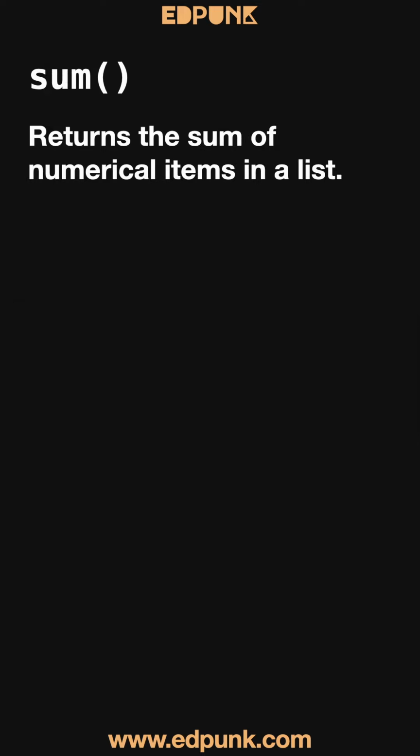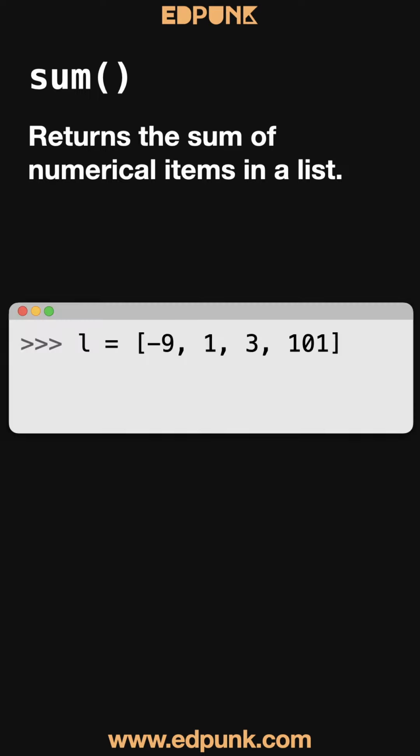Moving on to the next function. The sum function returns the sum of numerical items in a list. For example, let us assign a list containing items int minus 9, int 1, int 3 and int 101 to variable L. Now, executing sum of L returns the sum of values, that is 96.